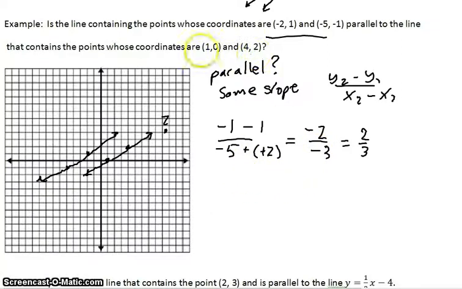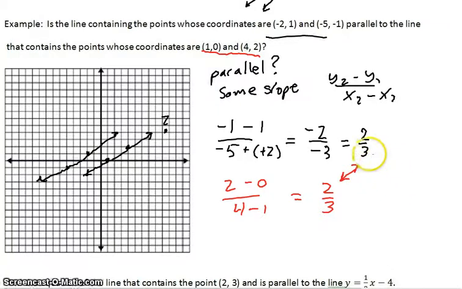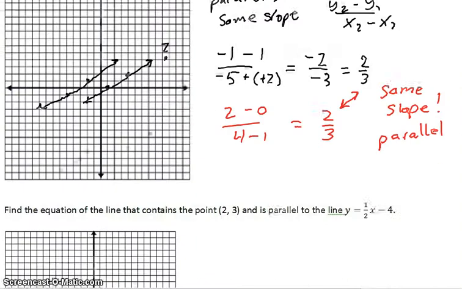Now I'm going to pick these two here. So 2 minus 0 over 4 minus 1, which reduces to 2/3. Notice they have the exact same reduced slope. So they have the same slope. So they are parallel. So they're parallel because they have the same slope.